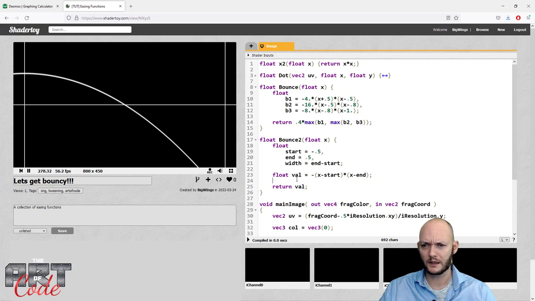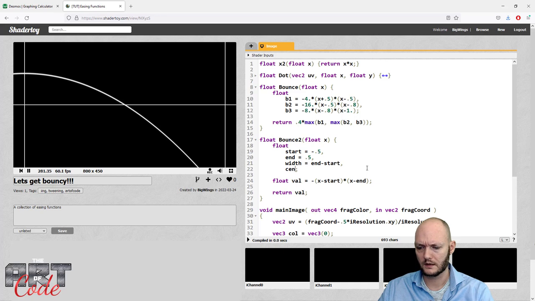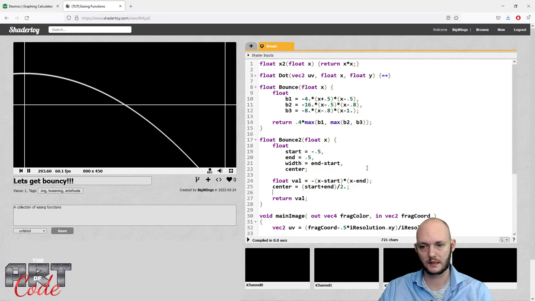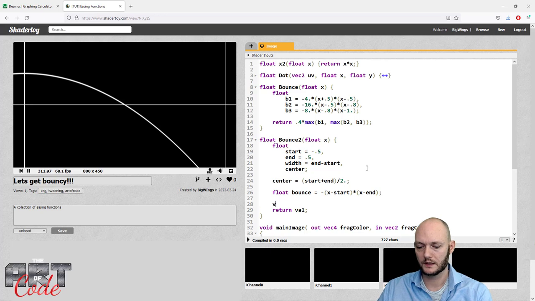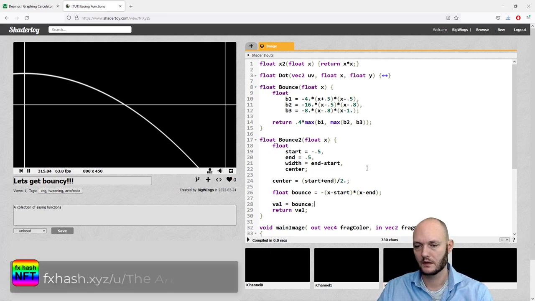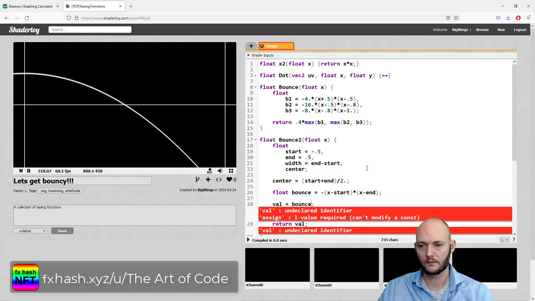So let's calculate a center. And actually, I'm going to reuse it. So I'm going to put it over there. And then over here, I'm going to say center equals start plus end divided by 2, right? It's just the average between the start and the end. That's the center. And then once we have the center, let me just put it up here. Now, once we have the center, we can normalize the value, right? Actually, let me just call this bounce. And then over here, I'll say val equals bounce. I mean, that's still not going to change anything, right? Well, I have to define it, obviously, float.